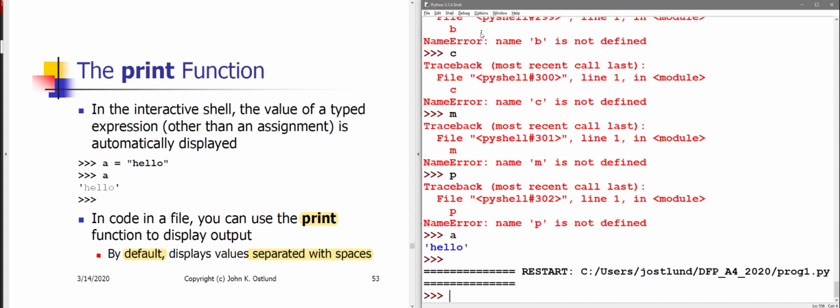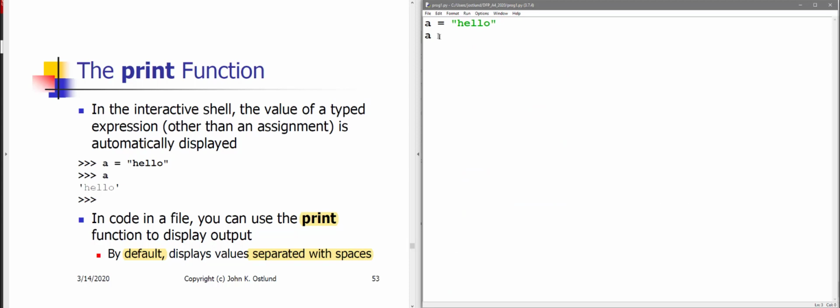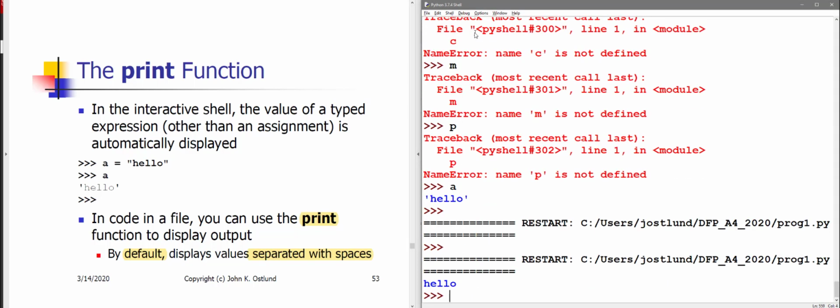All right, now when I ran this thing, you may have noticed that nothing was displayed. Even though I gave A as a statement, when I run a program, that does not cause the value of A to be displayed. Instead, what I have to say is print A. All right, so there's my revised program in which I'm printing the value of the object that A refers to. So let me save that and run it. Run module. There, and now we got hello.